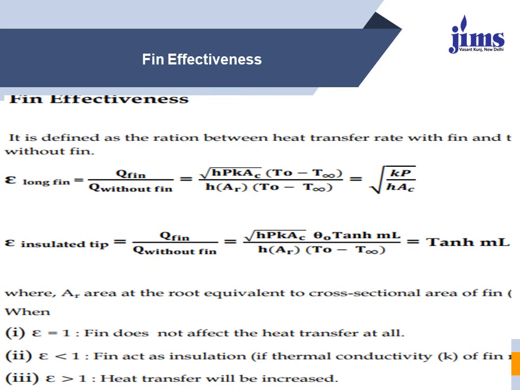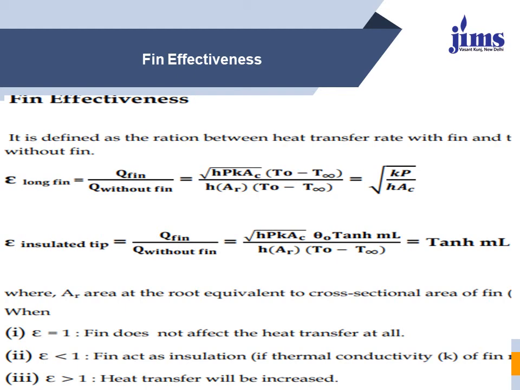and for the second case the effectiveness, that is epsilon insulated tip, is equal to tanh(mL). So the fin effectiveness should be greater than unity if the heat transfer from the primary surface is to be improved. It has been observed that use of fins on a surface is justified only when Pk divided by hA_c should always be greater than 5. It is a very important point.